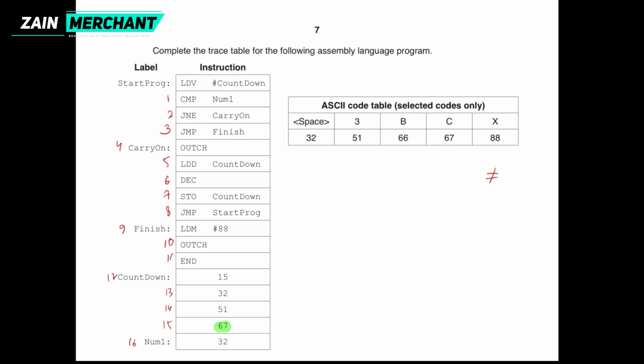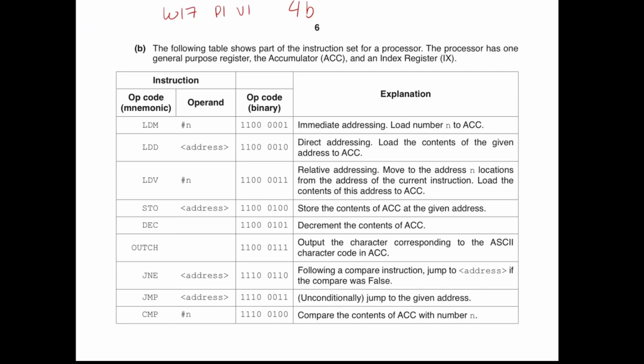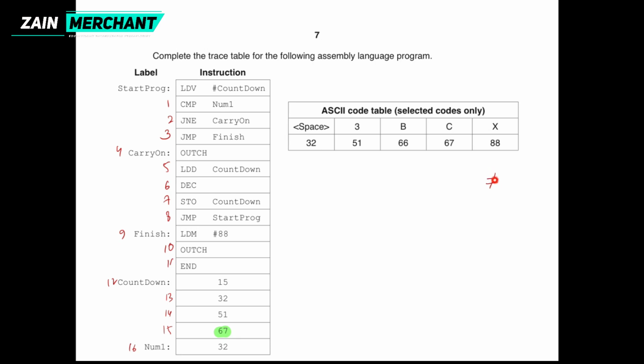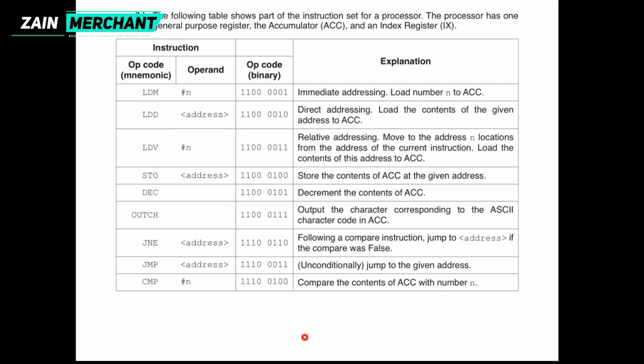JNE is basically jump if not equal. JNE following a compare instruction, jump to address if the compare was false. The compare was false because it was not equal. So we'll jump from this instruction to the carry on label. So the carry on label is over here. We have reached there. This says OUT ch. OUT ch is basically output. Output the character corresponding to the ASCII character code in the accumulator.